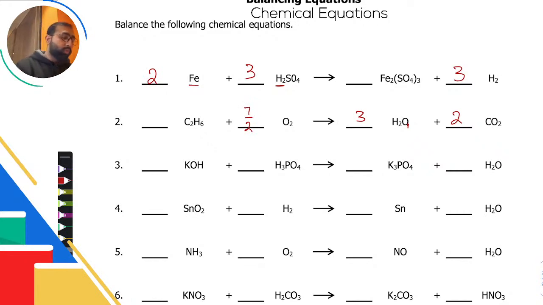But let's suppose you don't like fractions for some reason. Then what I would suggest over here is double the whole thing. All right, so let's do that. This number is 1, so it will become 2. This number is 7/2. So what happens if I multiply by 2? The 2 cancels out, so I'm left with just 7. Similarly, this number is 3, so it becomes 6. And this number is 2, it becomes 4. And there you go. We're done.